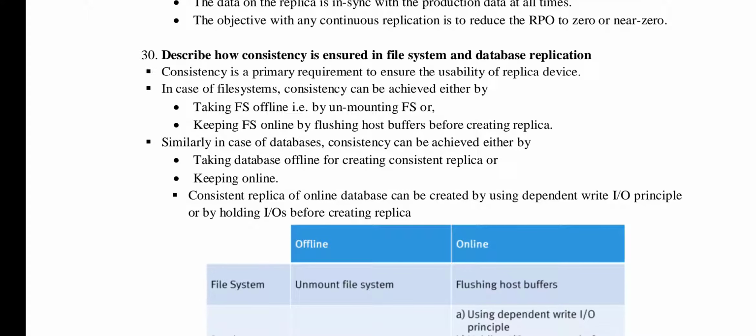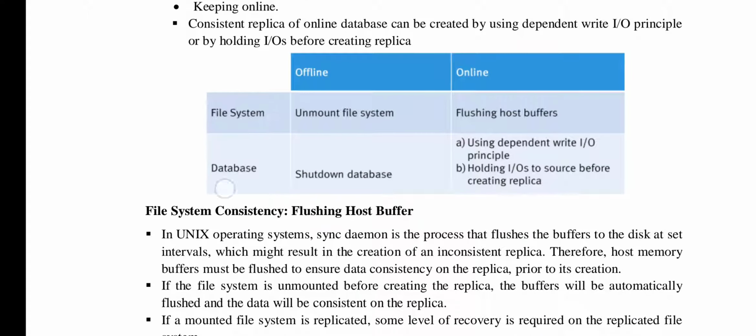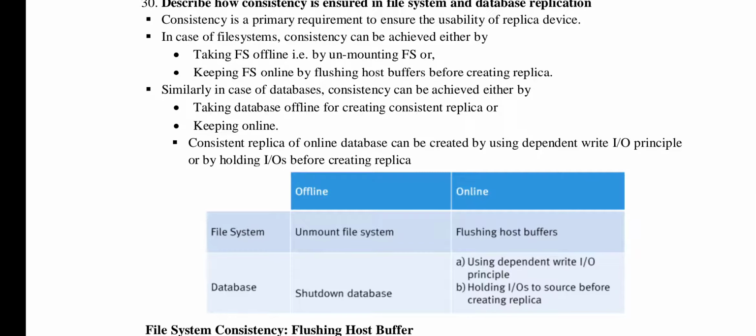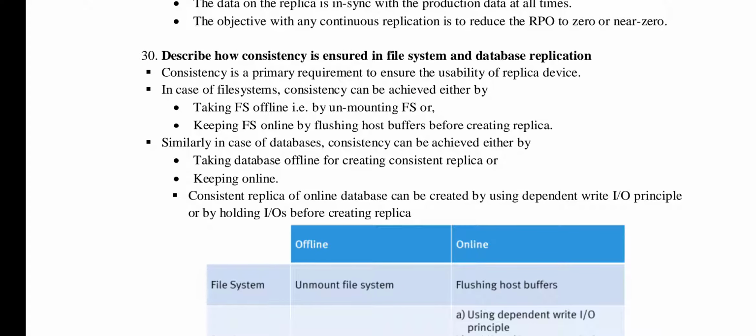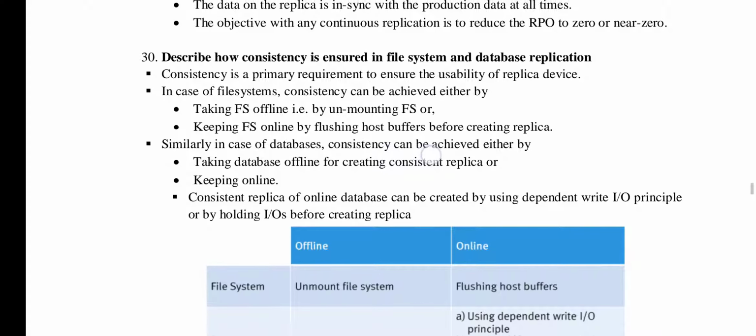In file system as well as in database replication, how is the consistency done? There are two methods actually in each of them. In file systems, consistency can be achieved either by taking the file system offline, that is unmounting the file system, or by keeping it online, that is flushing the host buffers before creating the replica. Just memorize it: the offline method and the online method.